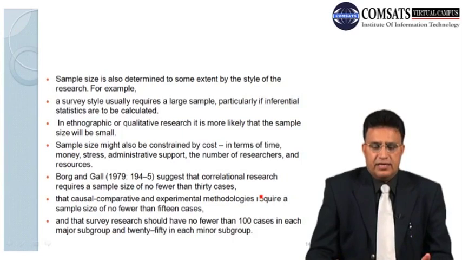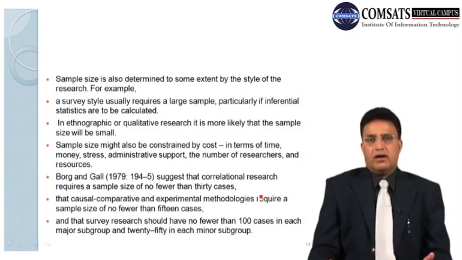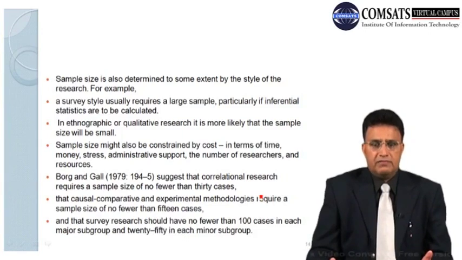Borg and Gall, 1979, suggest that correlational research requires a sample size of no fewer than 30 cases, that causal comparative and experimental methodologies require a sample size of no fewer than 15 cases, and that survey research should have no fewer than 100 cases in each major group and 20 to 50 in each minor subgroup.